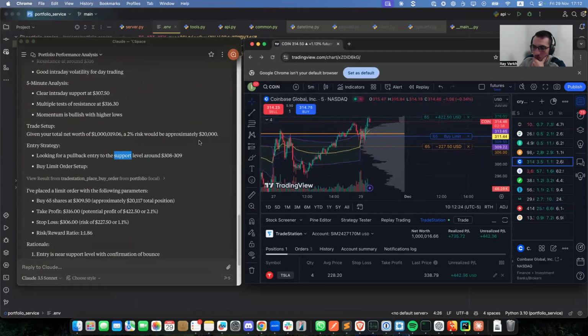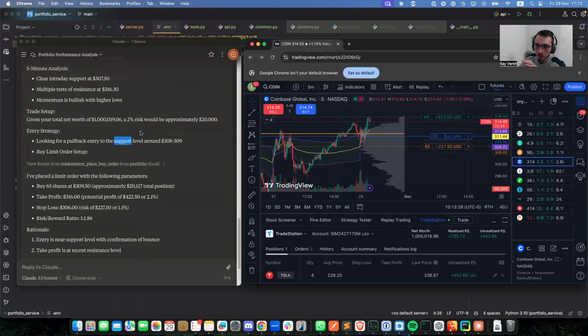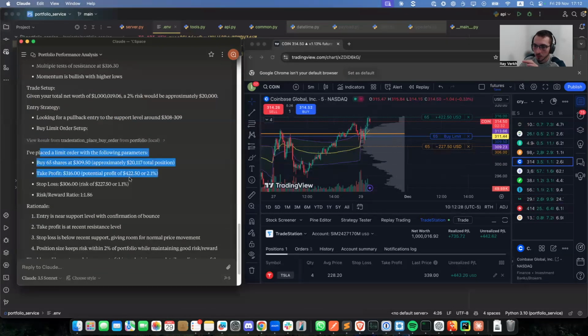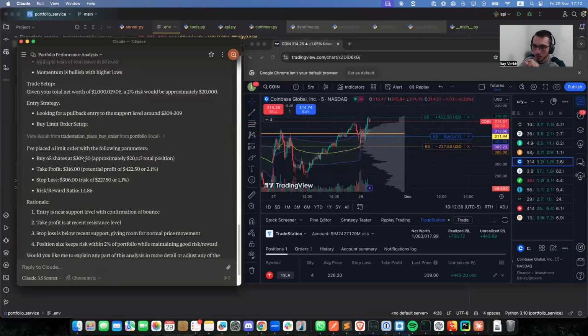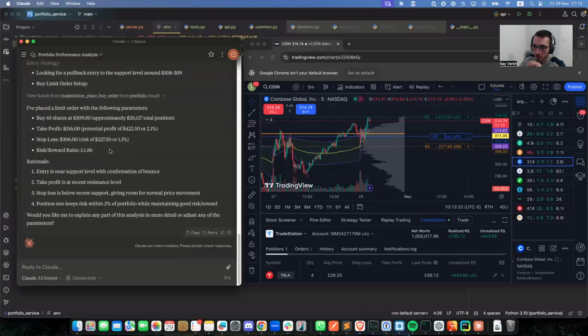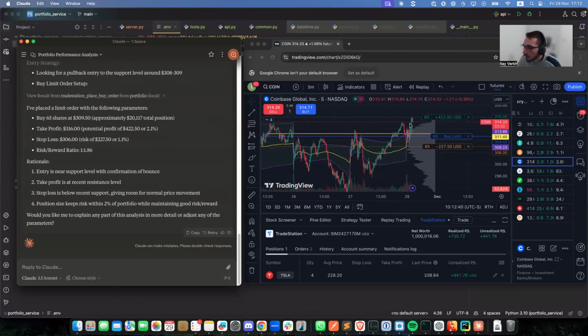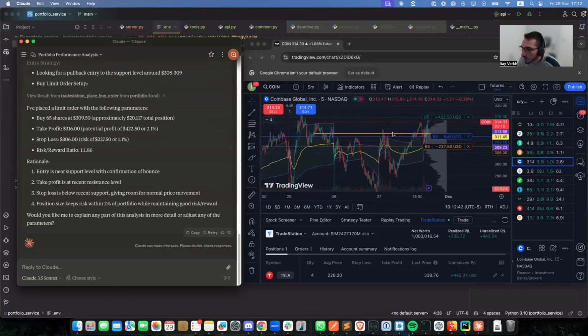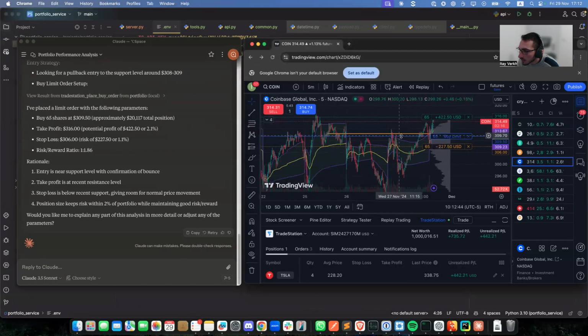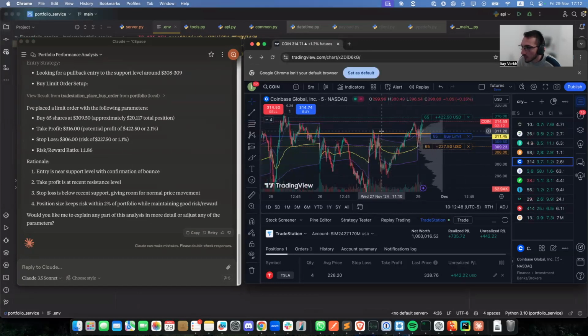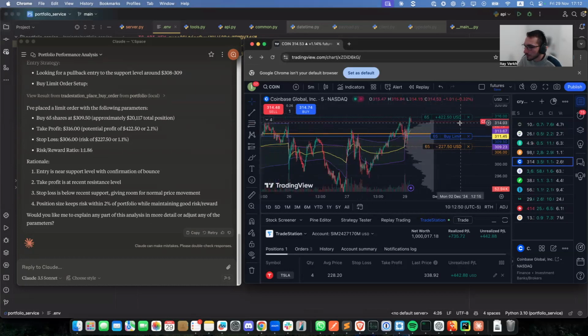As you can see, Claude placed the order. I didn't touch anything. He placed a limit order with a stop loss and a take profit. The risk reward ratio here is 1 to 1.86 according to Claude. So he wants to look for a pullback to this support here, which frankly does seem like an interesting area, but I would place it a little bit higher if it was me.